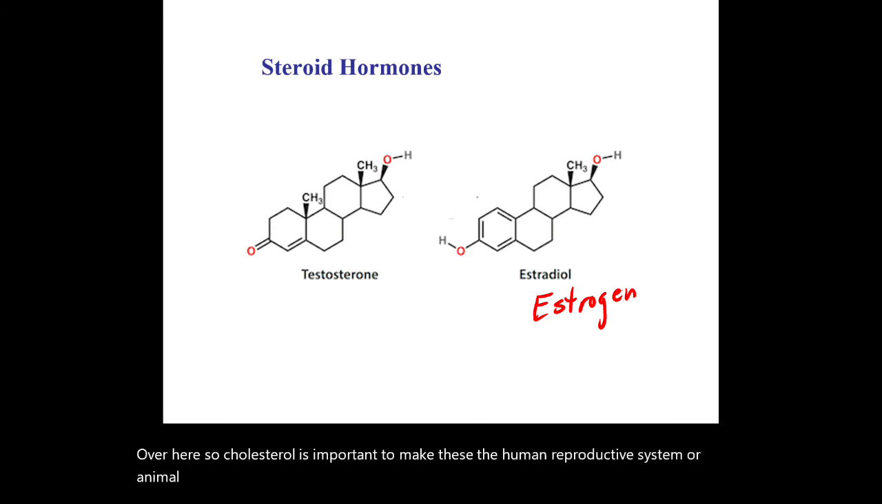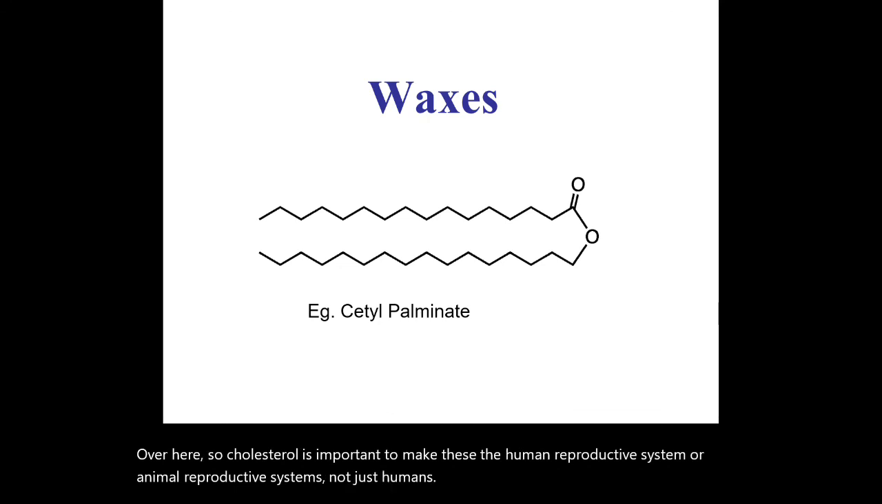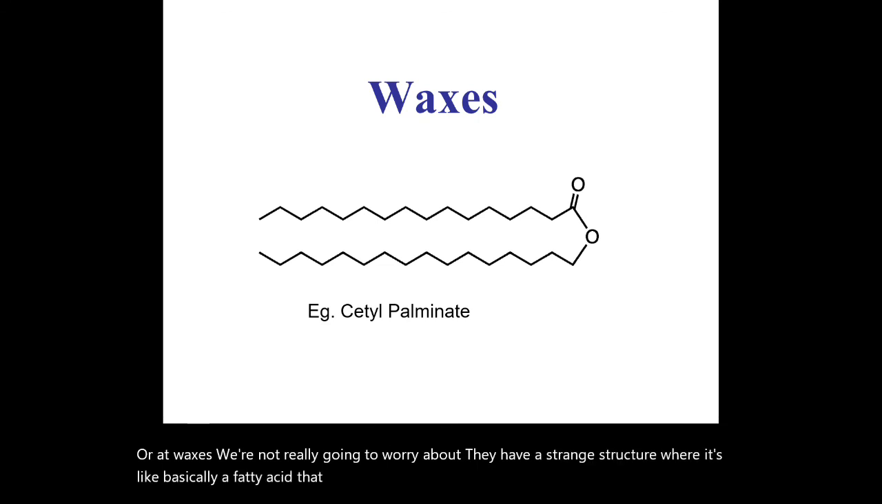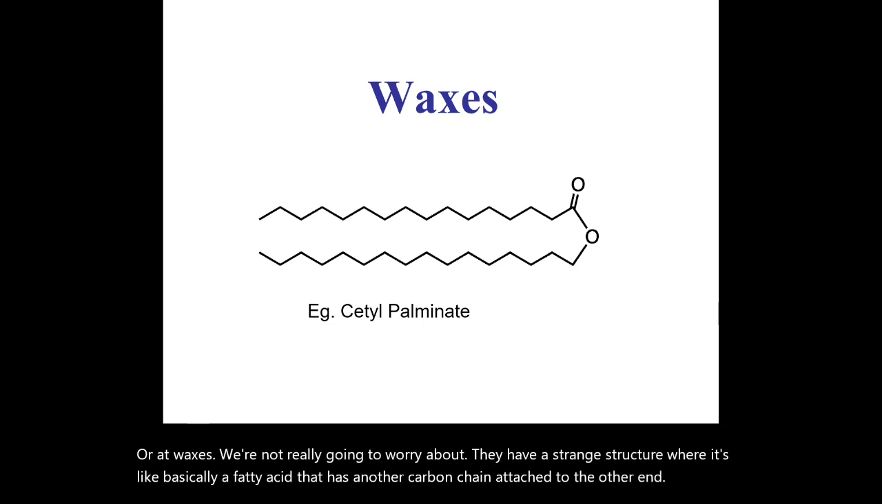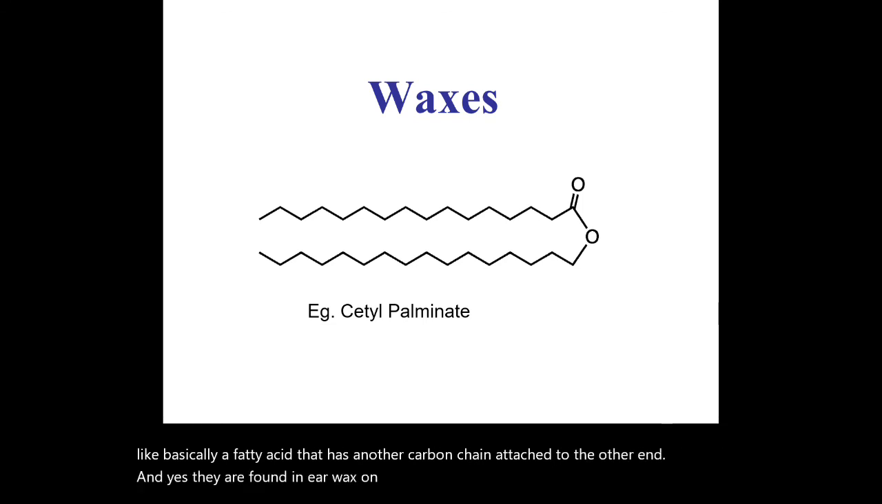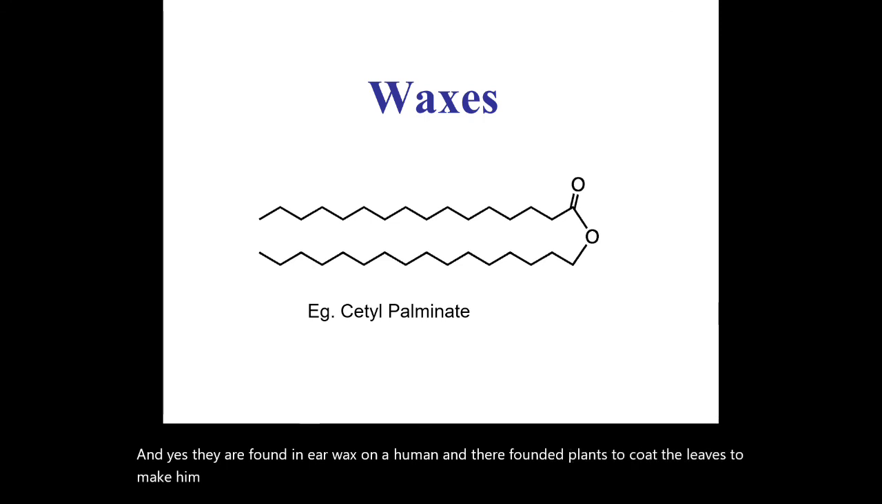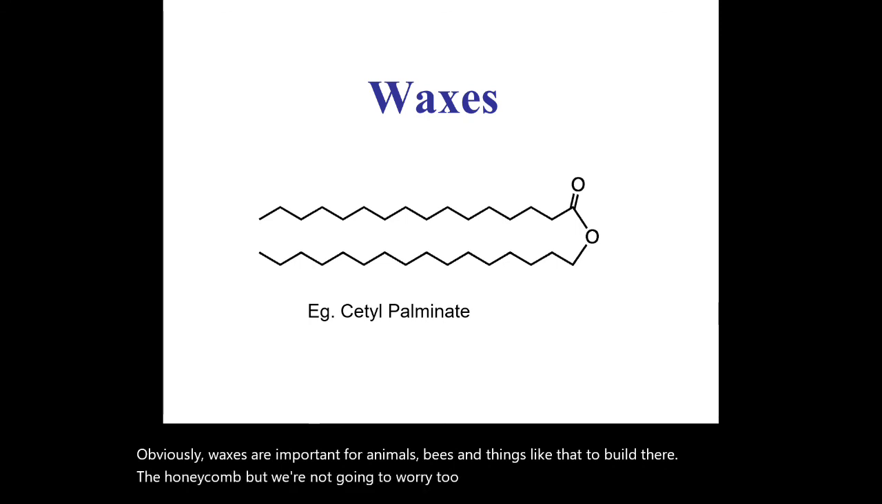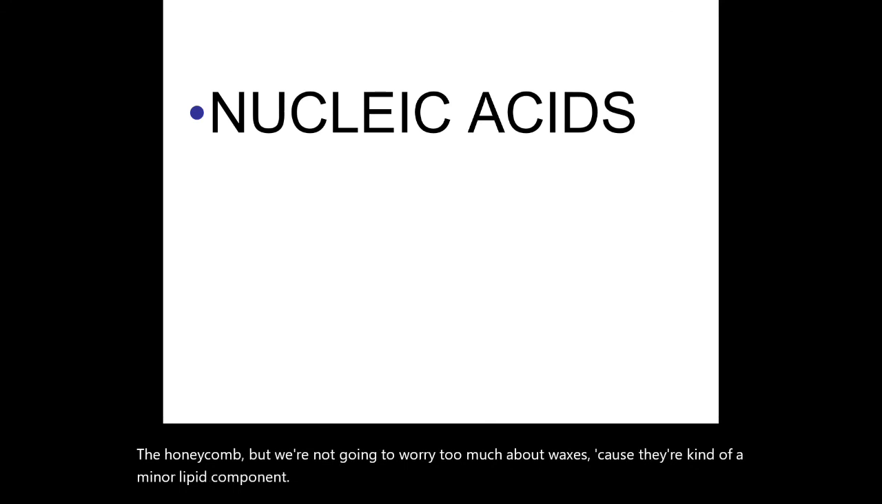It's not just humans. All right, waxes we're not really going to worry about. They have a strange structure where it's basically a fatty acid that has another carbon chain attached to the other end. And yes, they're found in earwax on a human, and they're found in plants to coat the leaves to make them waterproof. Obviously, waxes are important for animals like bees and things like that to build the honeycomb. But we're not going to worry too much about waxes because they're kind of a minor lipid component. All right, we'll end here for that.